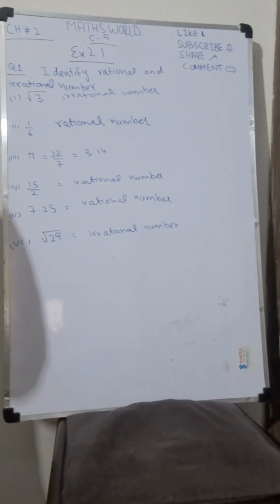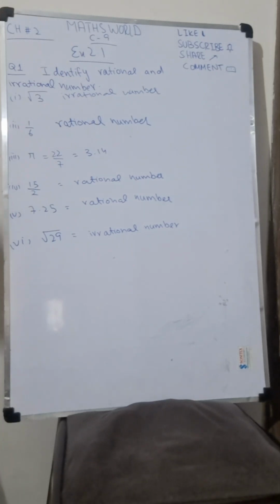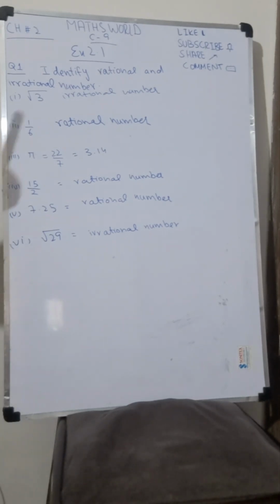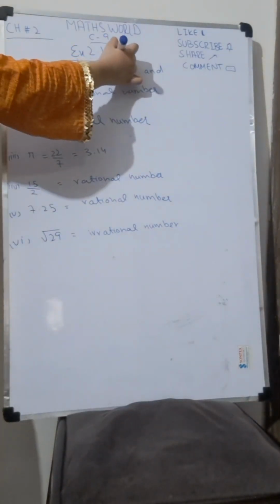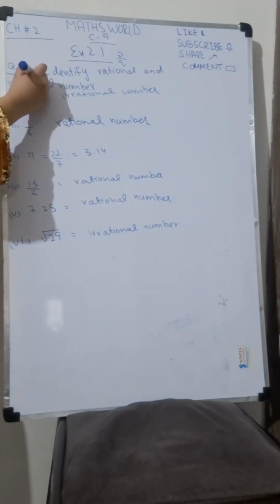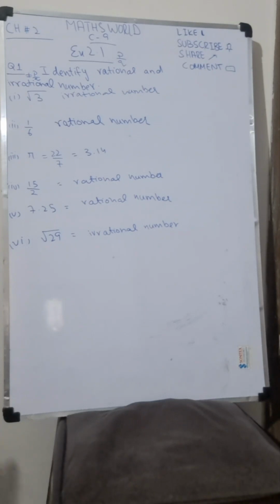Today we will discuss class 9 chapter 2 exercise 2.1. Question number 1, identify rational and irrational numbers. Part 1 is under root 3. What are rational numbers and what are irrational numbers? First we will discuss. Rational numbers are those which are in P by Q form, and irrational numbers are those that are not in P by Q form. So under root 3 is not in the P by Q form, it is an irrational number.